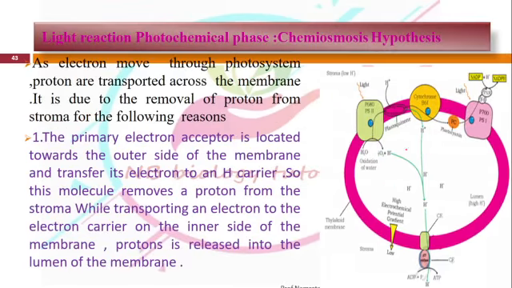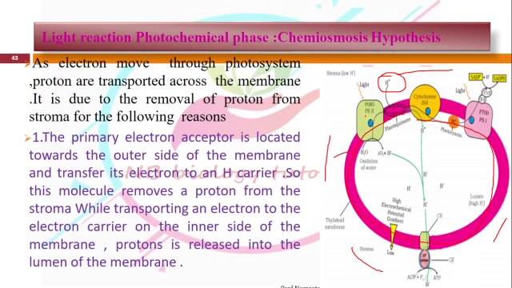As the electron moves, you can see here, this entire region is the thylakoid membrane. Outside this part is the stroma, this is also stroma, and this side is also stroma. So around the thylakoid membrane there is the presence of stroma. In the stroma there is an accumulation of protons.